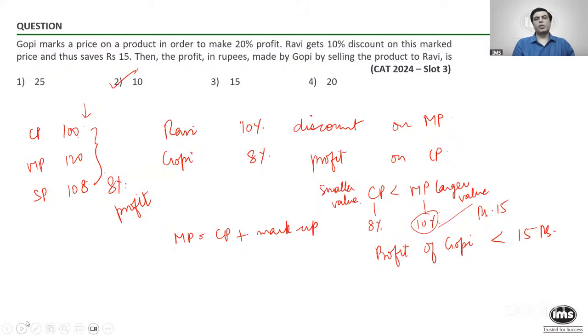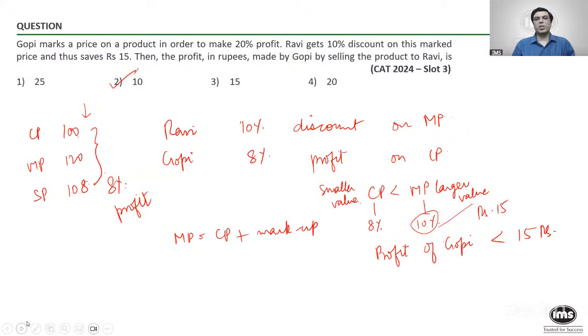So now this question we solved by 4 different methods. The first method, which is slightly time taking, was assuming Gopi's cost price is 100. Second method, 15 rupees was a known value, so just doing the question in reverse, starting from 15 rupees and making use of the options, because the options were such that only one option could have been the answer.